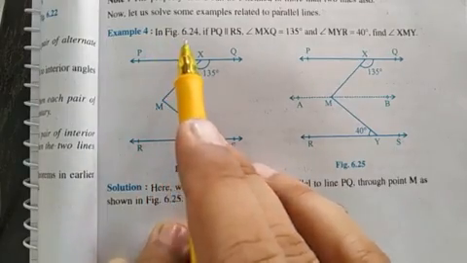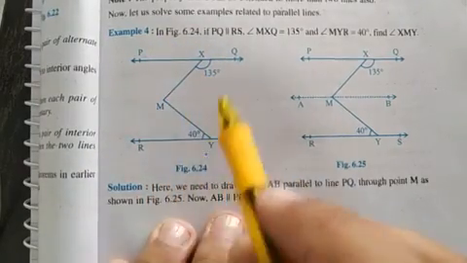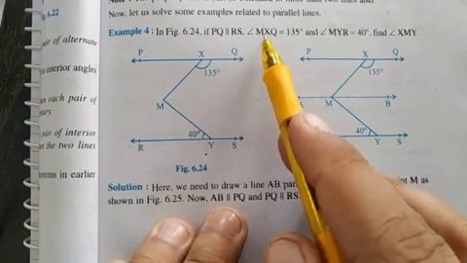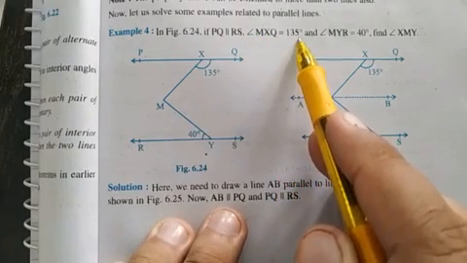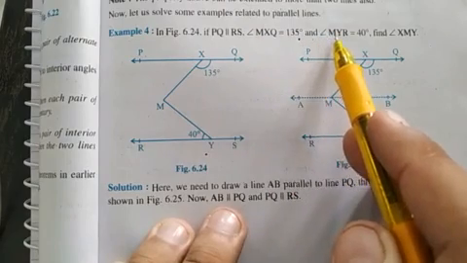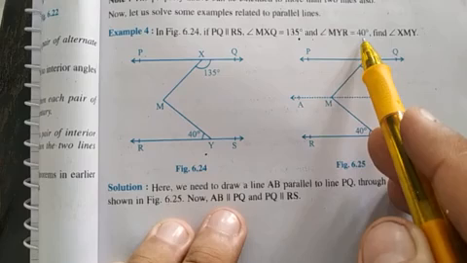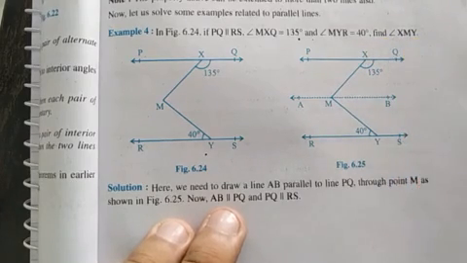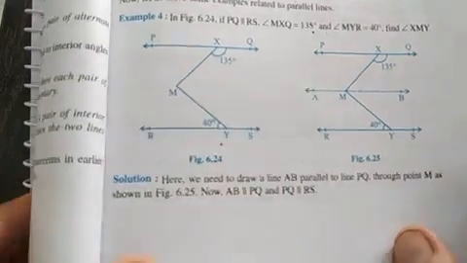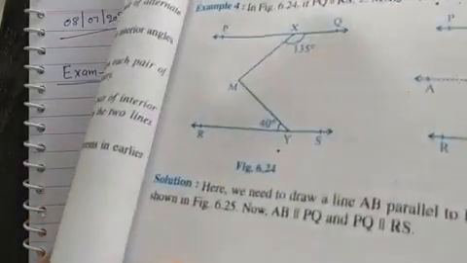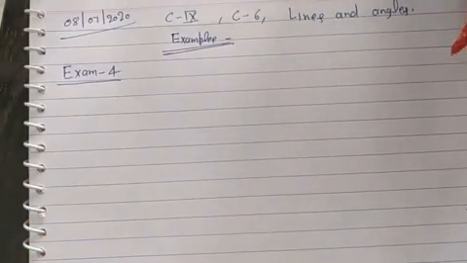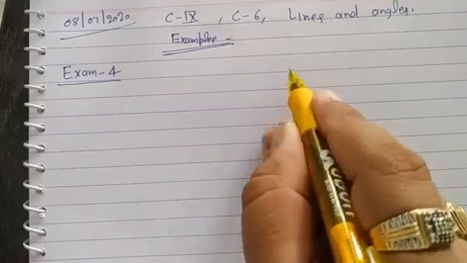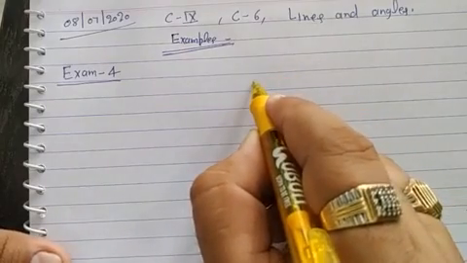In figure 6.24, this is the figure. If PQ is parallel to RS, angle MXQ is equal to 135 degrees and angle MYR is equal to 40 degrees, find angle XMY. Okay, this is the figure. So we are now going to discuss this example. First of all, you have to make the figure of this example.